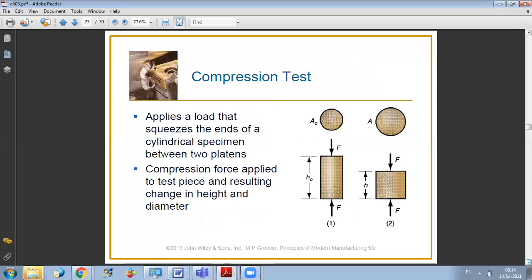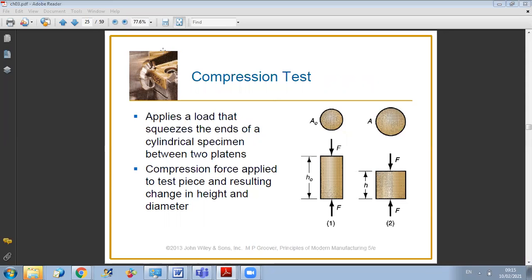Now, we have seen together tensile tests, and now we will go over compression tests. We will see that nearly we can take conclusions of compression tests like tension tests, and sometimes we can use the same data as we will see together. So compression consists of applying a load that squeezes the ends of a cylindrical specimen between two plates. The compression force applied to the test piece will result in a change in height and diameter. So here it is the opposite of tension. So instead of having elongation, you will have reduction of the length of the specimen. And instead of having area reduction, you will have area increase.